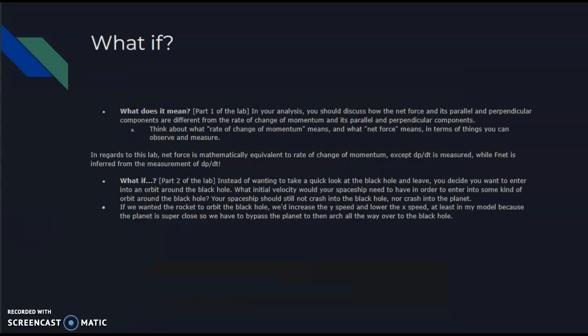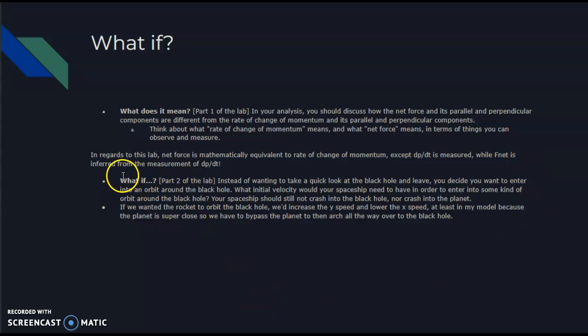Alright, so for the what if questions, we have what does it mean? In your analysis, you should discuss how the net force and its parallel and perpendicular components are different from the rate of change of momentum and its parallel and perpendicular components. Okay, so in regards to this lab, net force is mathematically equivalent to rate of change of momentum, meaning there's no difference between them mathematically, except dp/dt, the rate of change of momentum, is measured. So we calculated it, and then all of the elements of F net are just inferred from the measurement of dp/dt. So F net is equal to, but it's just inferred.